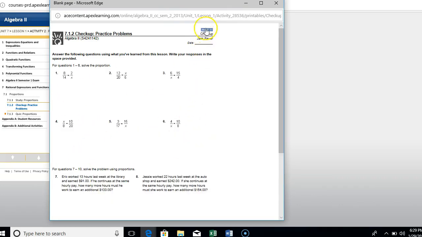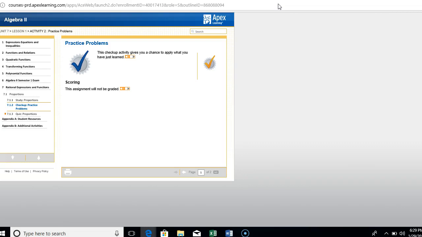So you want to print off this checkup worksheet. If you don't have a printer hooked up, you're going to want to work these out on your paper. And you're going to want to label it 7.1.2 proportions checkup. Because again, you get to use this on your quizzes, on your unit tests, even on your semester final. So to have things labeled is really important. So you're going to do all these problems, and then you're going to verify your answers.